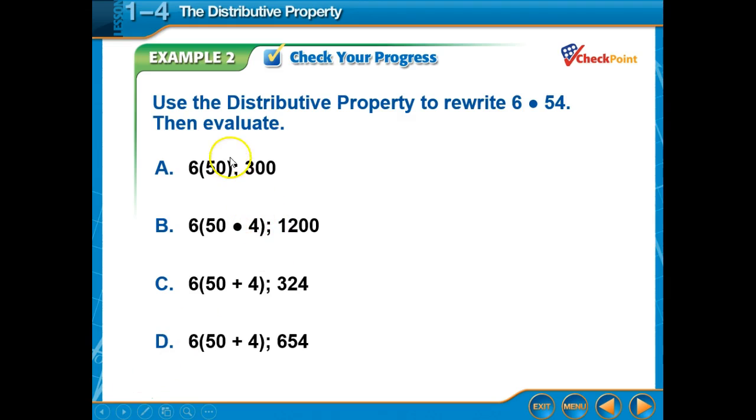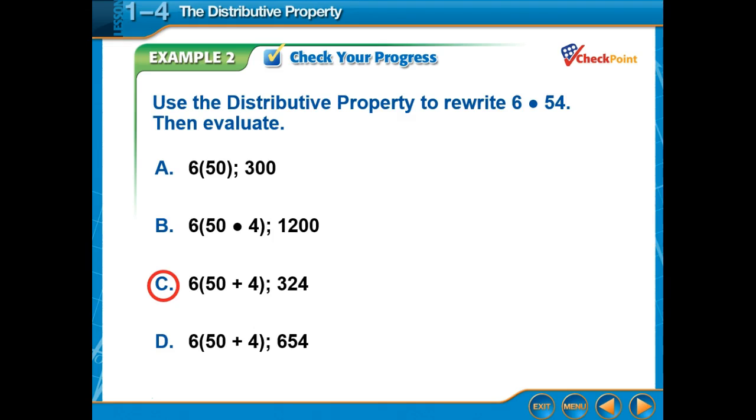Check your progress here. Use the distributive property to rewrite 6 times 54 and then evaluate. Pause here while you work that out. You should have chosen C. 6 times (50 plus 4) makes this problem easier to solve.